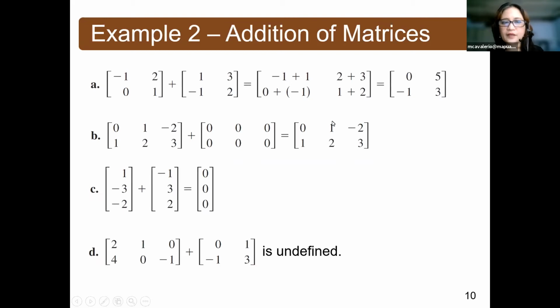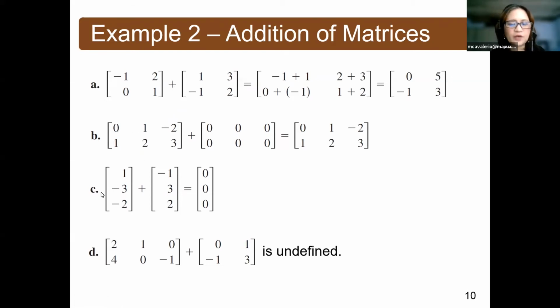Example, let us add the following matrices. For A, we have a pair of 2 by 2 matrices. In order to find the sum, we only add the entries with the same position. So for example, -1 plus 1 is 0, 2 plus 3 is 5, 0 plus -1 is -1, and 1 plus 2 is 3. Similarly for B, we have a pair of 2 by 3 matrices, so we simply add element-wise.